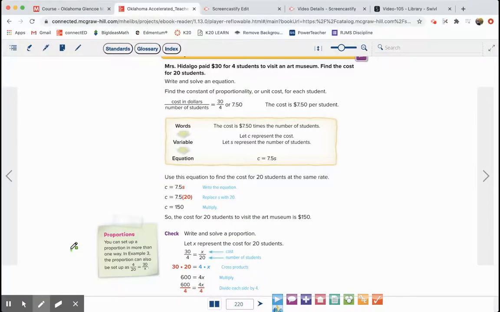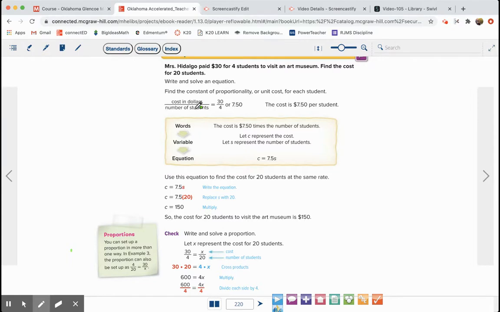Okay, so the third example, they want us to try and now set up an equation to represent. So it says Miss Hidalgo paid $30 for 4 students to visit an art museum. Find the cost for 20 students. So again, you can still set up a proportion to go ahead and solve if you want, to then make sure you get the same answer for your equation. So it says write and solve an equation. So they told us it was $30 for 4 students. So if I put that in a fraction, I have 30 over 4, so the cost over the students.